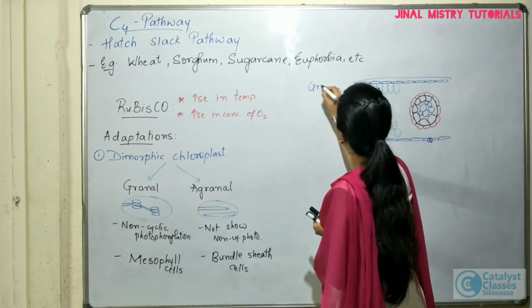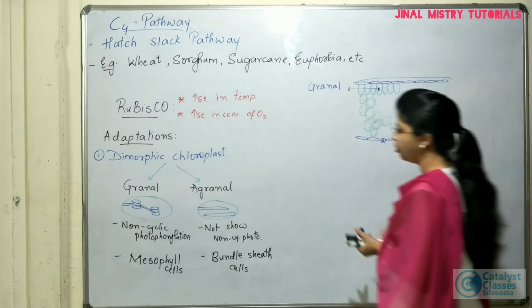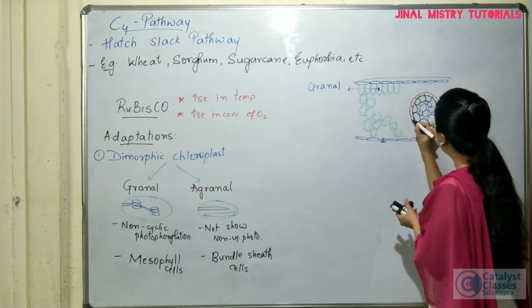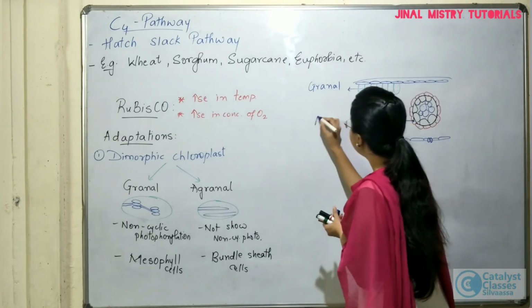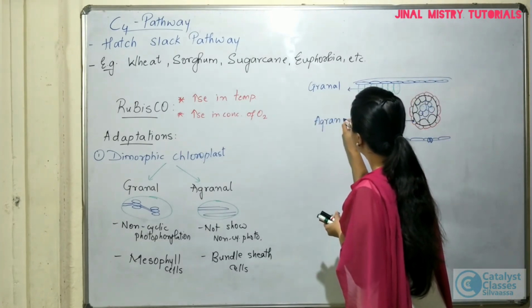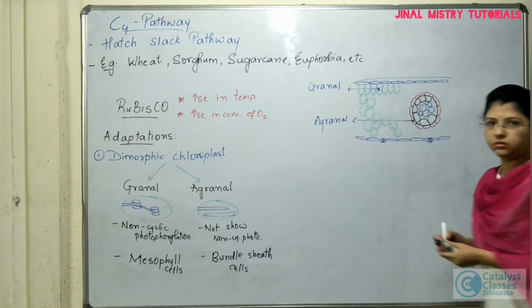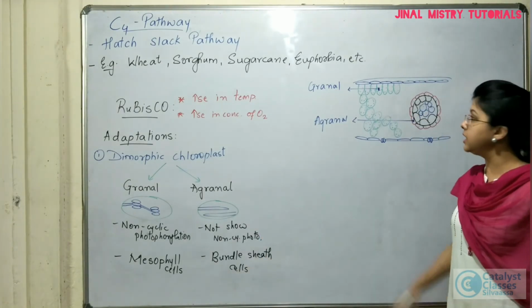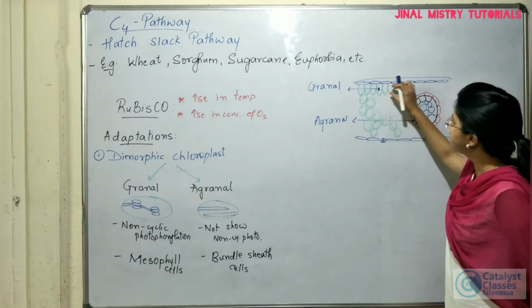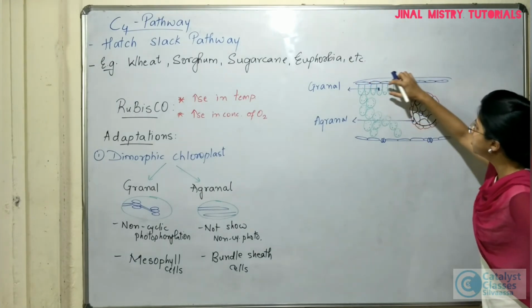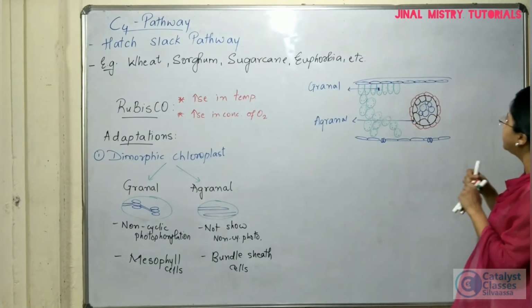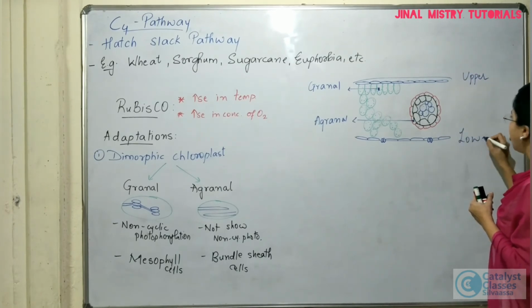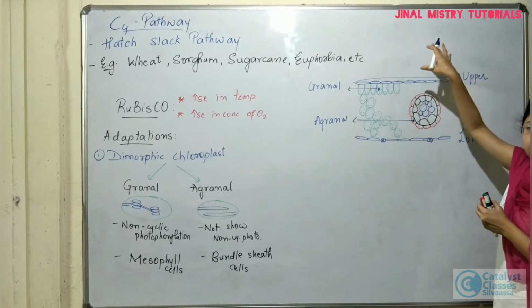Here are present the agranule chloroplasts, whereas these bundle sheath cells show the presence of agranule chloroplast. Now, if non-cyclic photophosphorylation is taking place, it is going to take place in this near vicinity. Here, this is the upper epidermis, which generally comes in direct contact with the atmosphere.